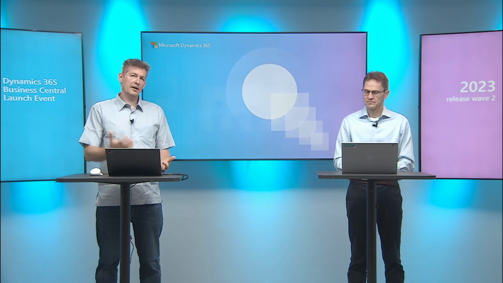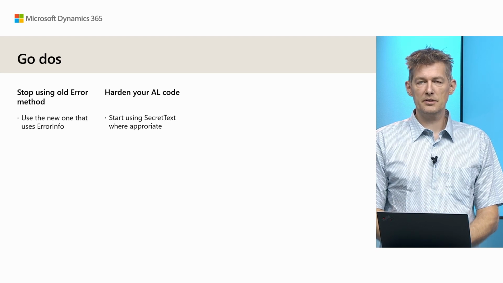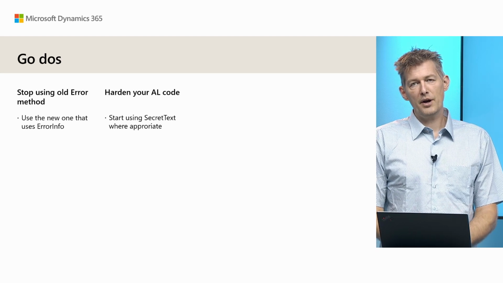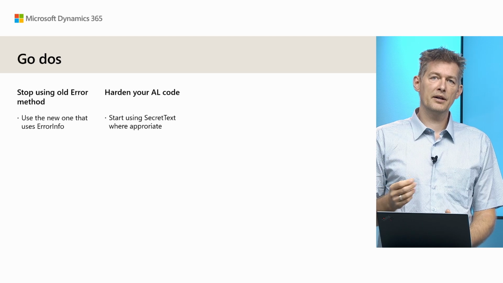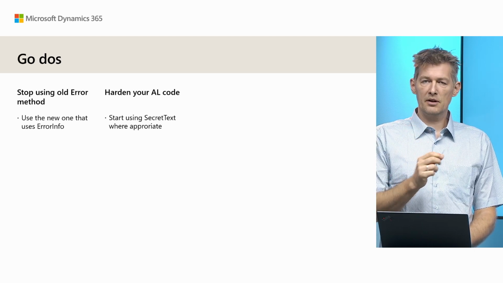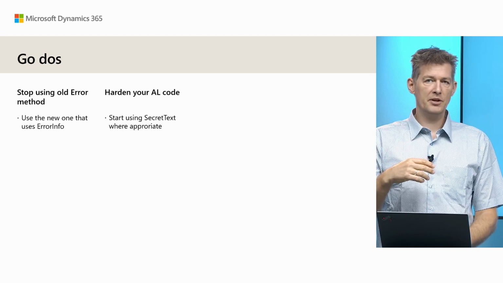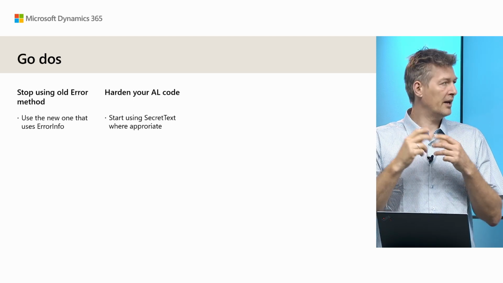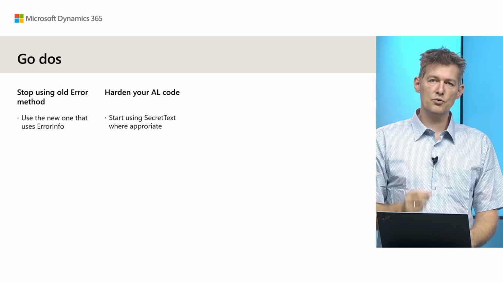Yeah, and then hardening security is always key. So if you have code where it is really imperative that this information is never in memory dumps or can be debugged or any other place where that is a true secret, make sure that you start using this new data type, SecretText.